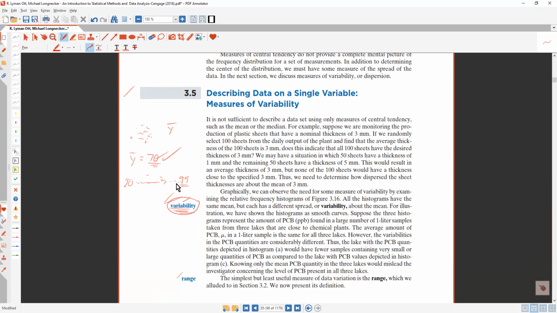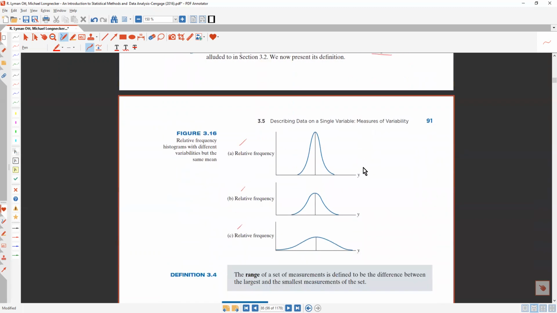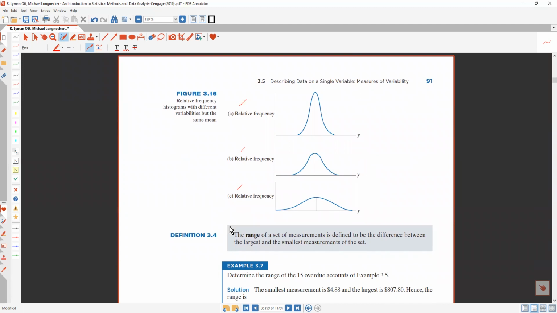Well, one measure to measure variability is the range. What is the range? Well, the range of a set of measurements is defined to be the difference between the largest and the smallest measurements of the set. So we can immediately see that the range is not very useful, right? It's not very useful because if I take any data set and I have the lowest value and the highest value, it does not tell me what's going on in between. It simply tells me the lowest and the highest.